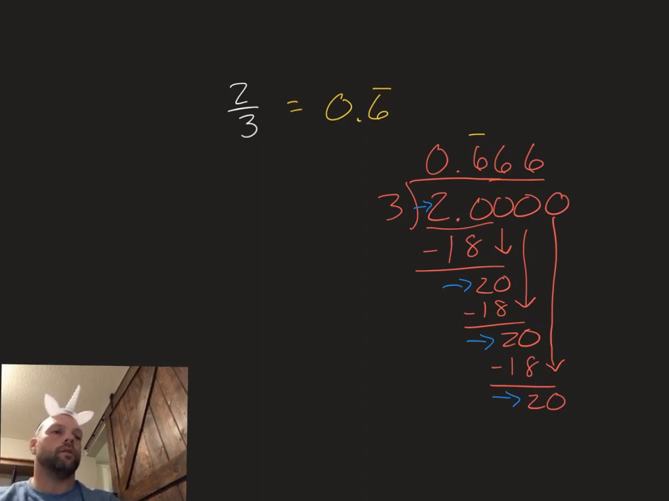Okay, so this is what is called a repeating decimal. The previous problems were what would be called a terminating decimal because it came to an end. So this is a repeating decimal. So when you recognize that pattern, you can always just put the repeating sign over it.